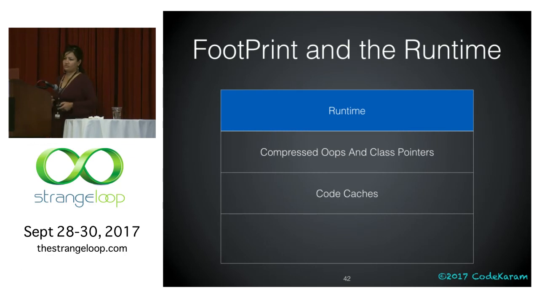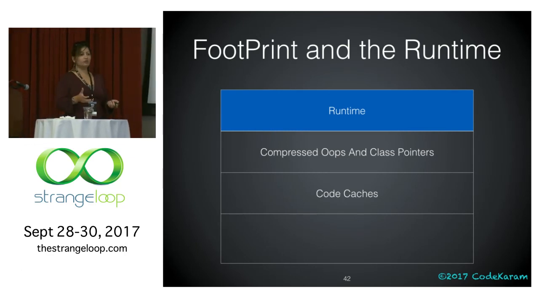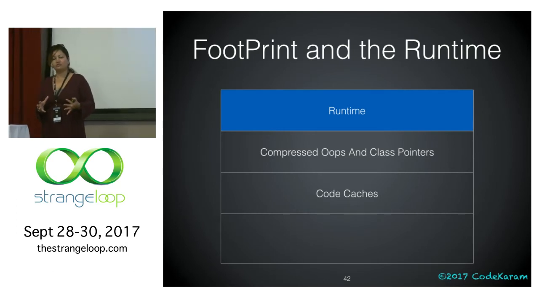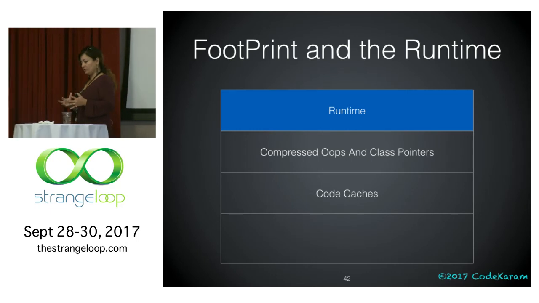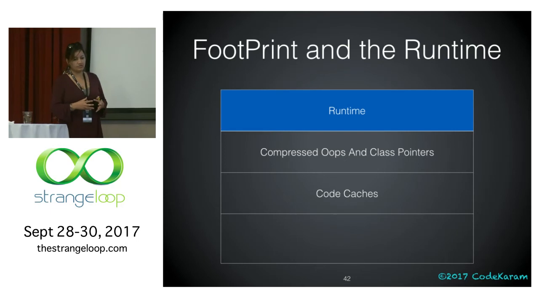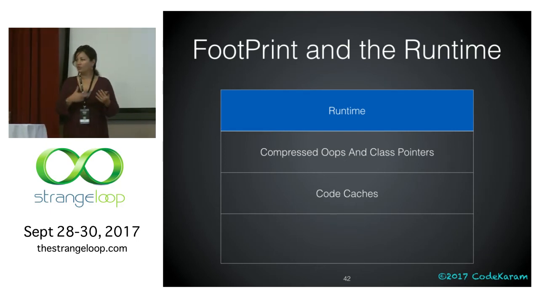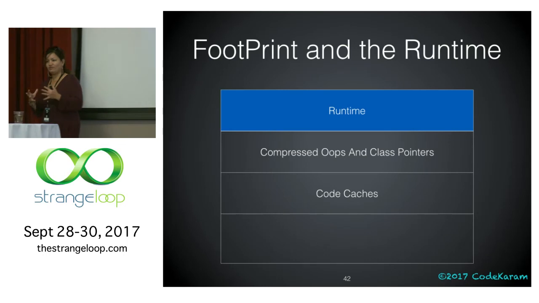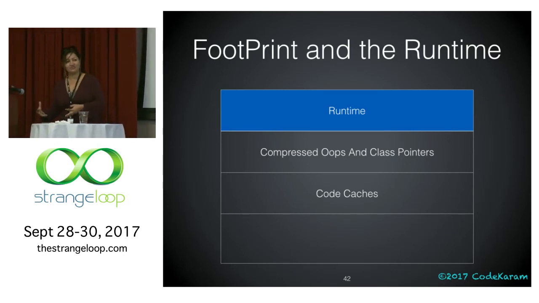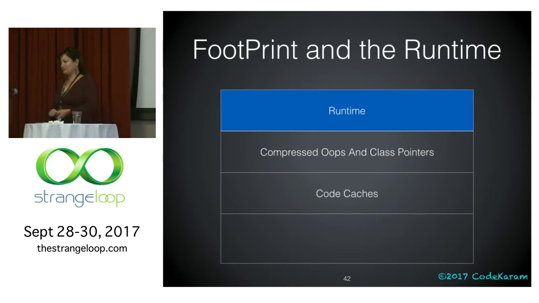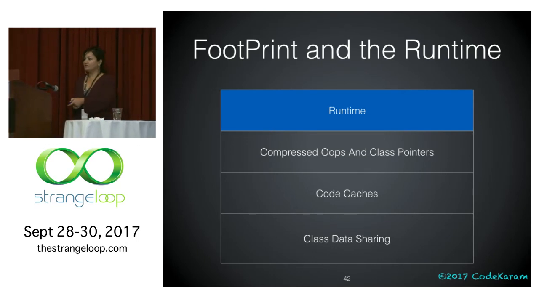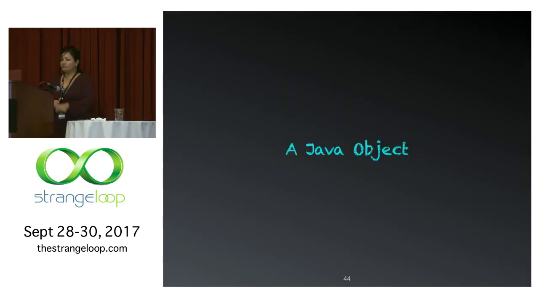What other optimizations are there with respect to footprint and runtime? Code caches. I mentioned briefly about code caches when I was talking about deoptimization. All your compiled code goes and sits in the code cache, and that's one of the optimizations. Basically, you can reuse it. So it's saving footprint because you want to keep this code around, but it also serves as a cache, so it's optimized. And class data sharing, I already mentioned that. So let's look at compressed oops and compressed class pointer.